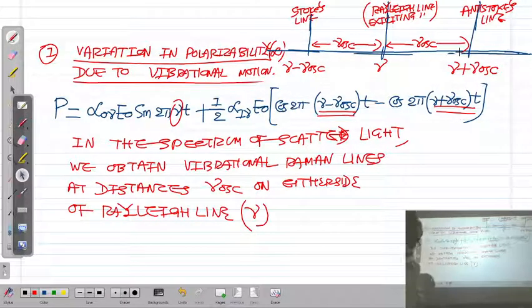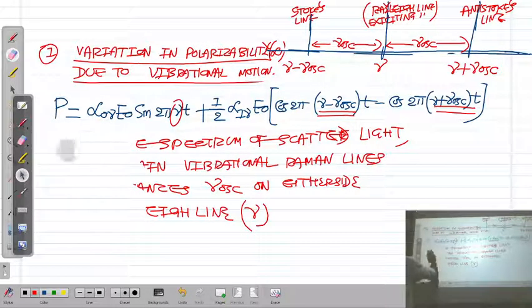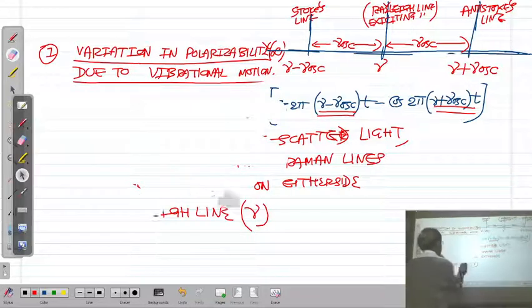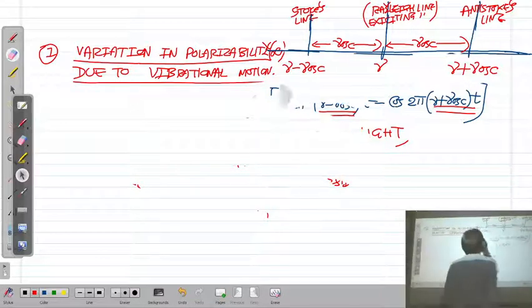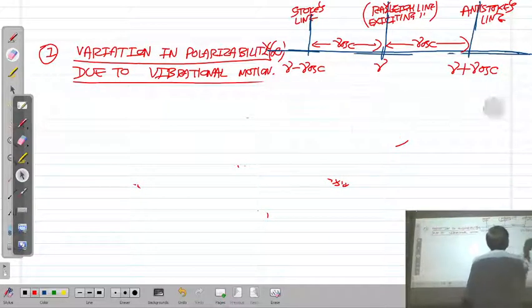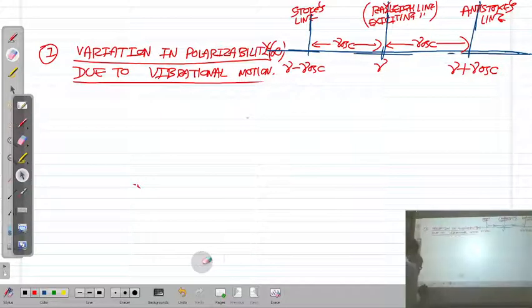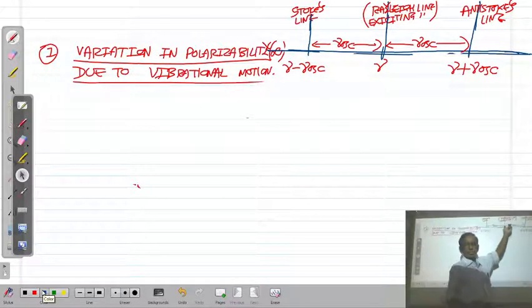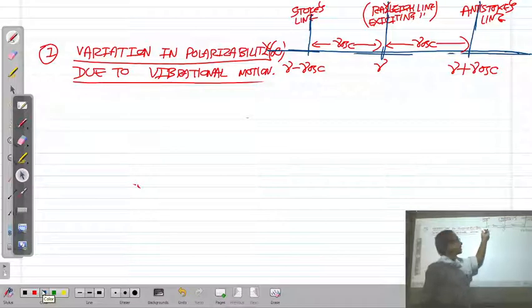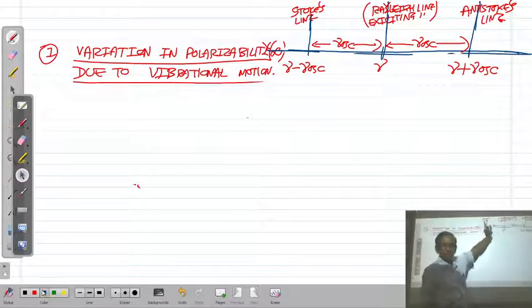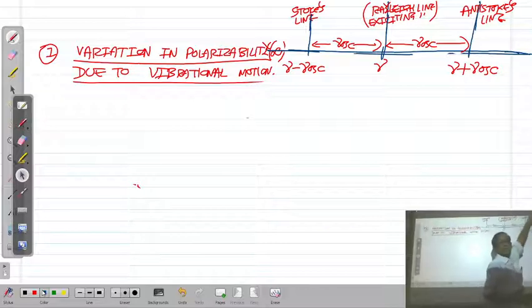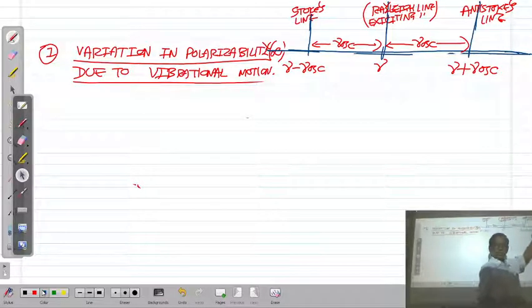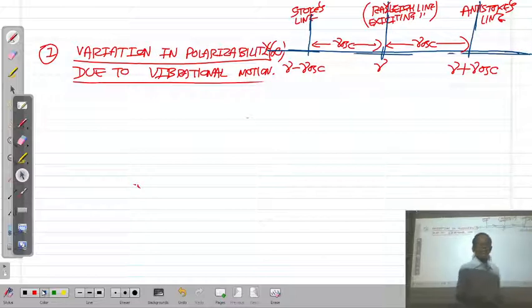Similarly, we also get the rotational lines due to rotational motion of the molecule. These are depicted. So we have three lines. I have explained, this is the classical explanation of the Raman lines. We get a Rayleigh line or exciting line at frequency nu. The vibrational Stokes line, whose frequency is nu minus nu oscillation, is obtained at distance nu oscillation on the left hand side of the Rayleigh line. And we also get the vibrational anti-Stokes line, whose frequency is nu plus nu oscillation, which is situated at distance nu oscillation on the right hand side.